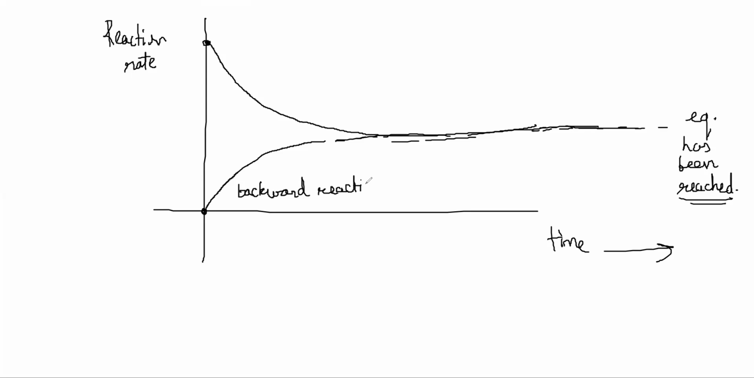And this is the state where equilibrium was reached. You understand? So this is a qualitative graph. This is a high reaction rate for forward.